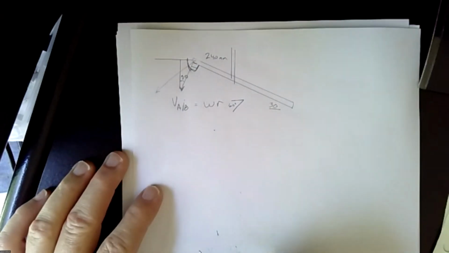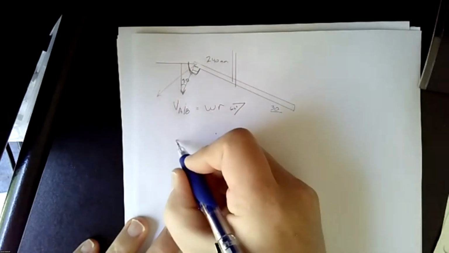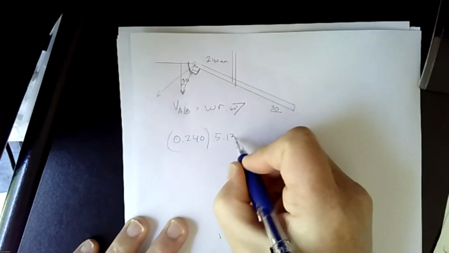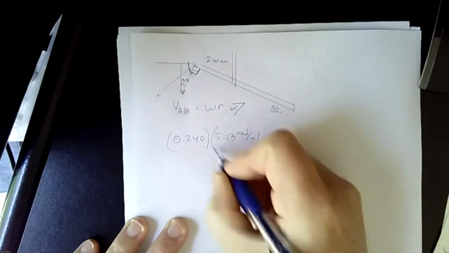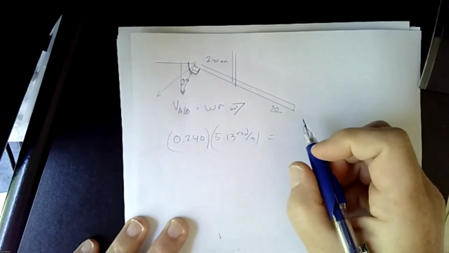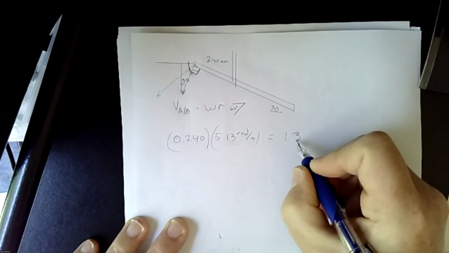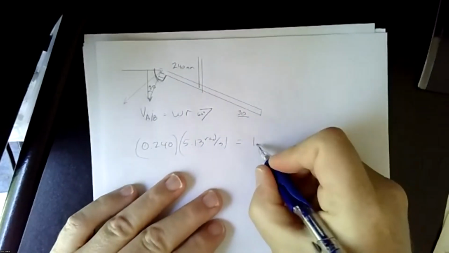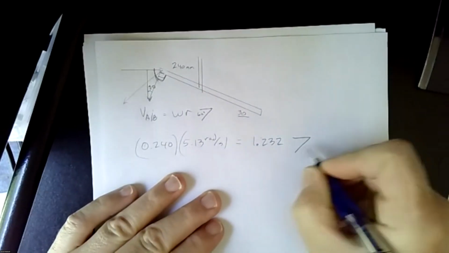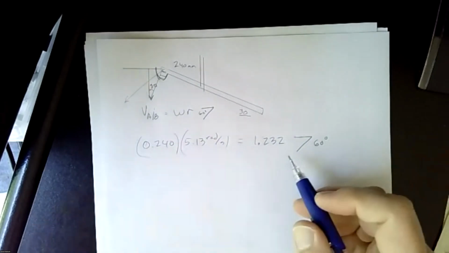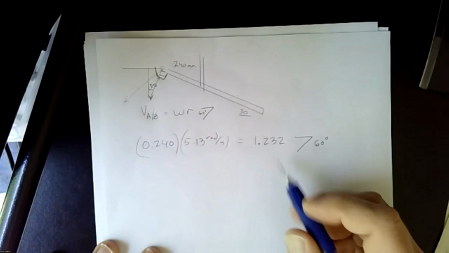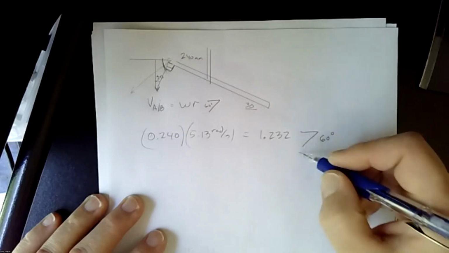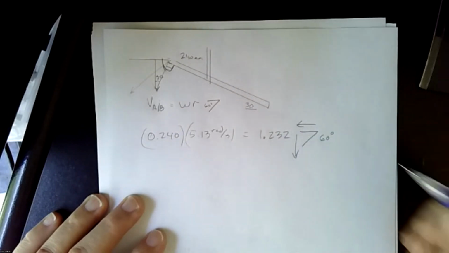So if we do that, we get 0.240 times 5.13 radians per second. And that gives us a value of about 1.232. And that's at an angle of 60 degrees. Okay, so what we need to do is break that up and then add it. So we know that it's going to be at 60 degrees, so we know there's going to be a certain amount going this way and a certain amount going that way, right?